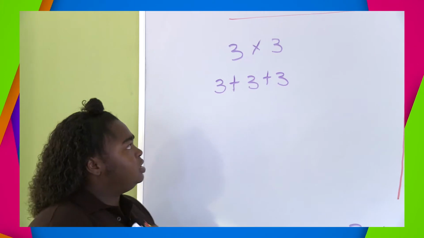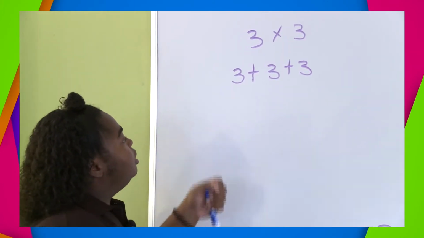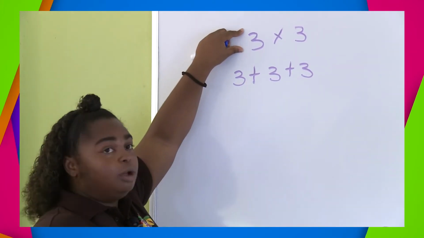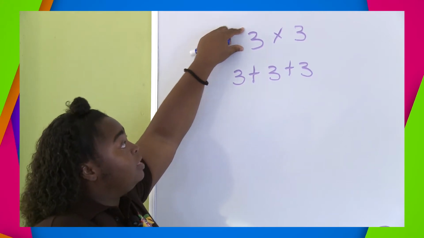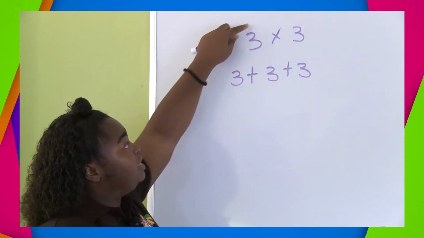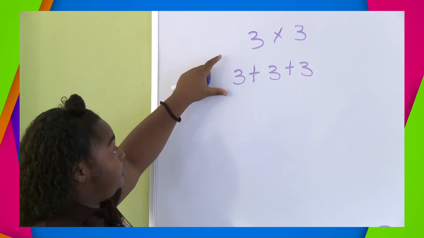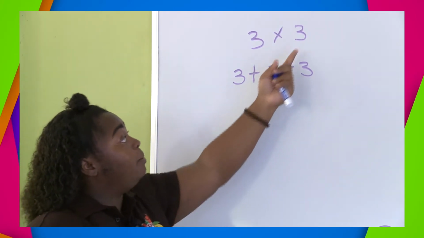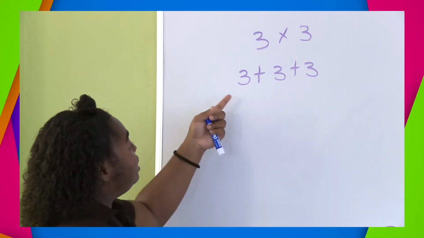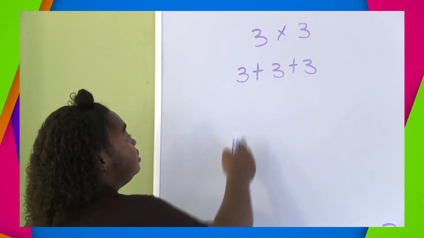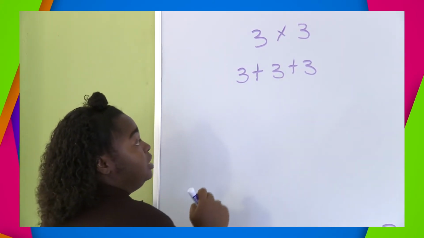You may be asking yourself, how did I get this? Now, the first number is the number that you're working with. The second number is how many you need to have in the first number. So the first number is 3, so I know I have to have 3. How many 3s do I need to have? I need to have 3 3s. This is why I have 3 3s here.